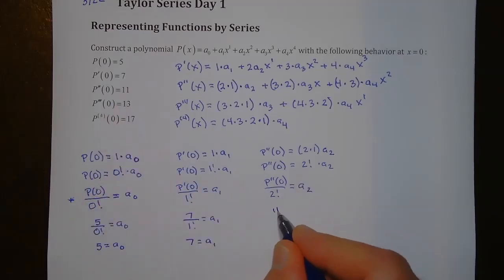So this would be 11 over 2 factorial. And 2 factorial is 2 times 1, so that's 2. So this would be 11 halves. 11 halves is our a sub 2.